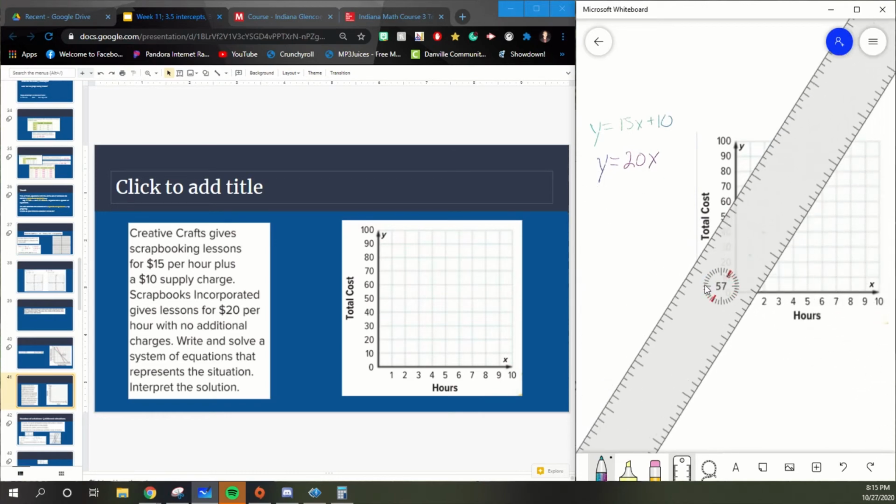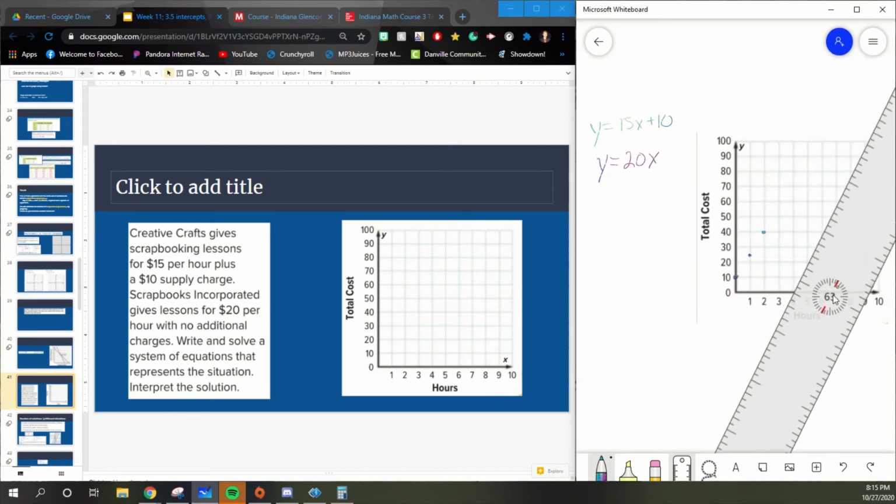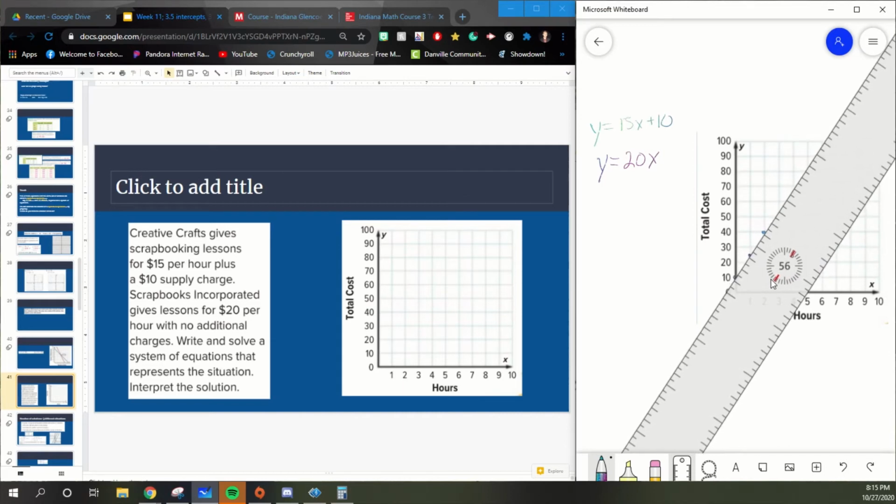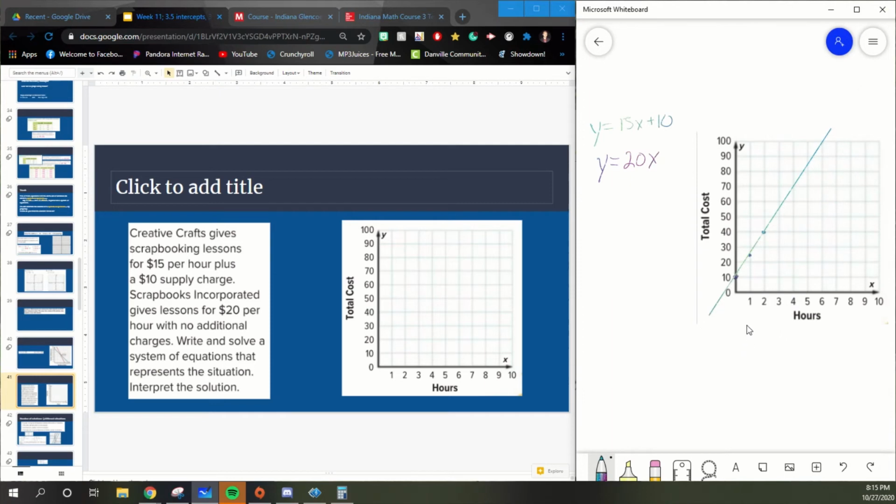Sorry, my ruler takes a while to scroll to get it to the right angle that I need. Ooh, voice crack there. All right, so we got our points. Graph that line. It's a beautiful line. It's not exact, but it'll do.